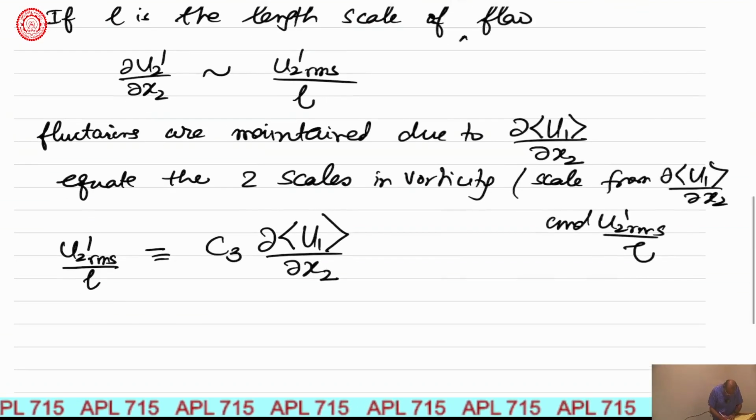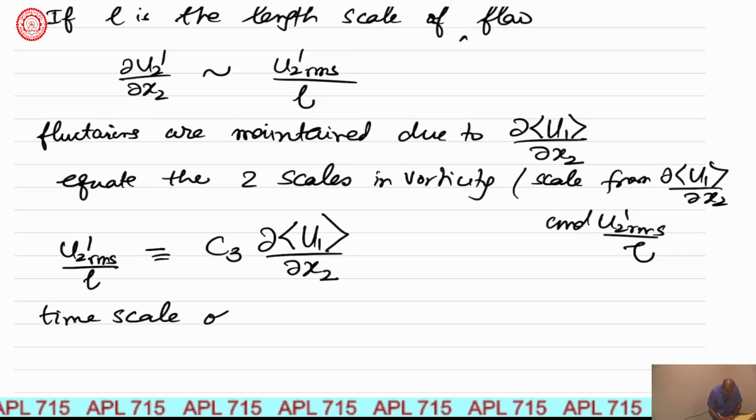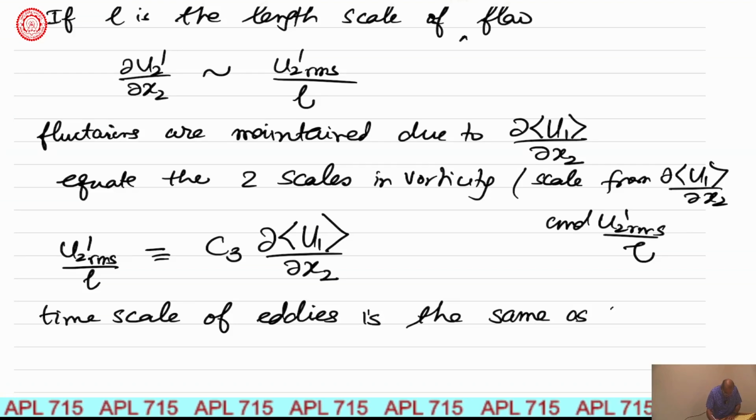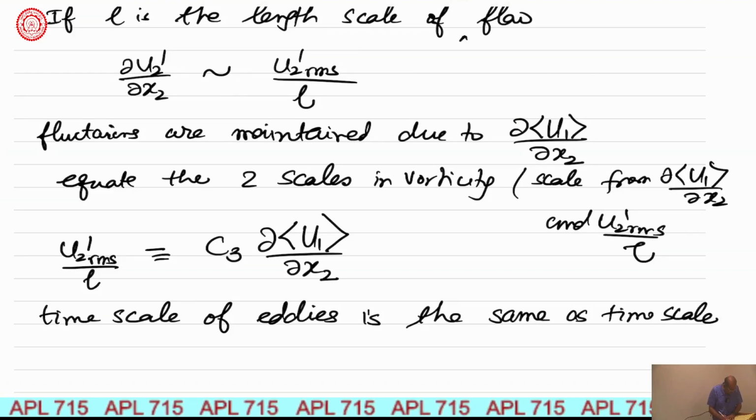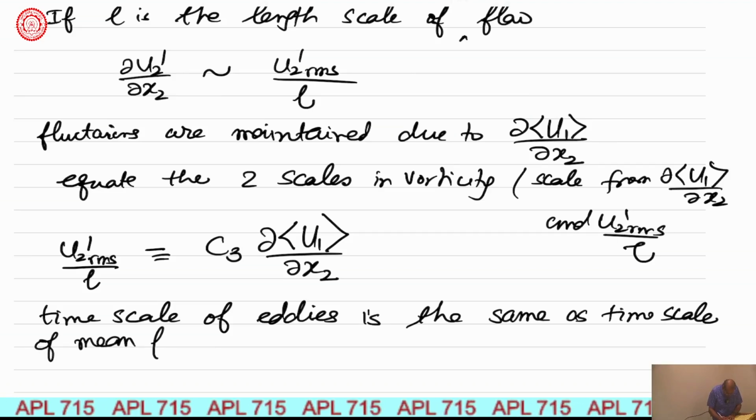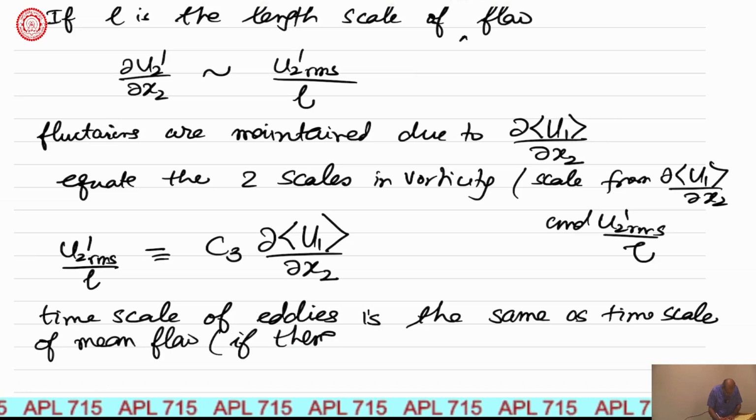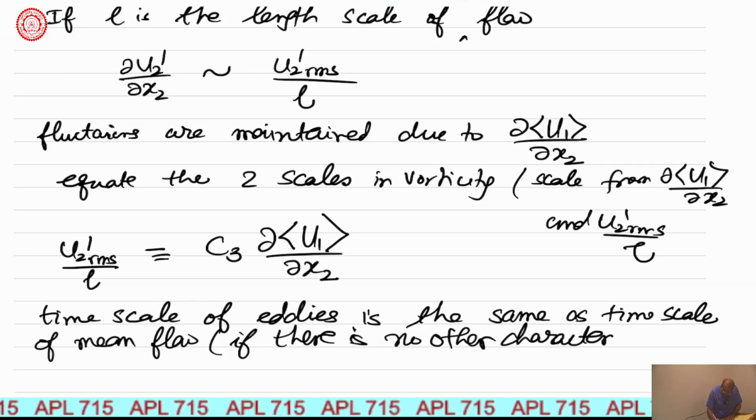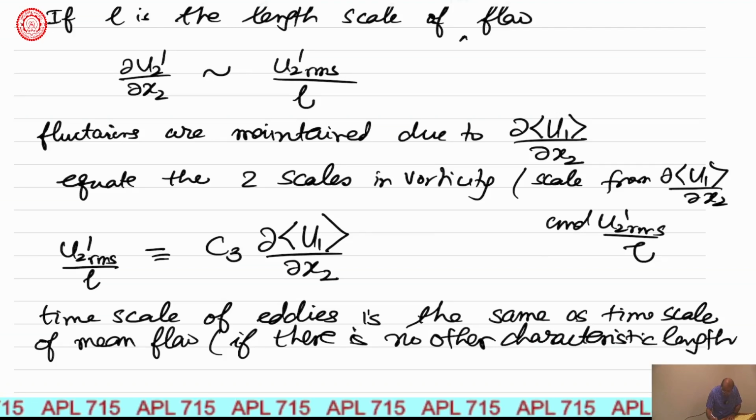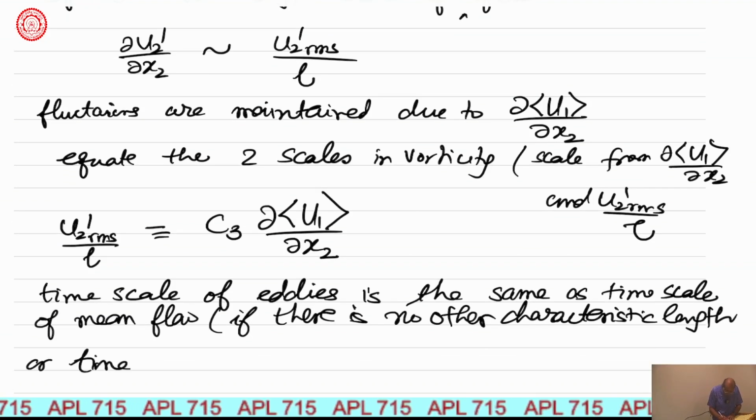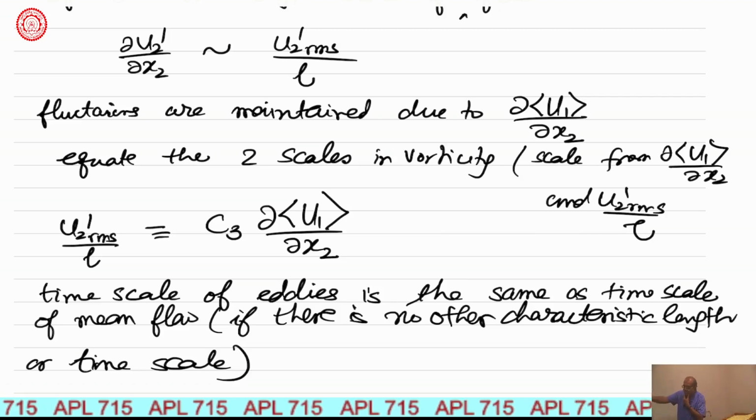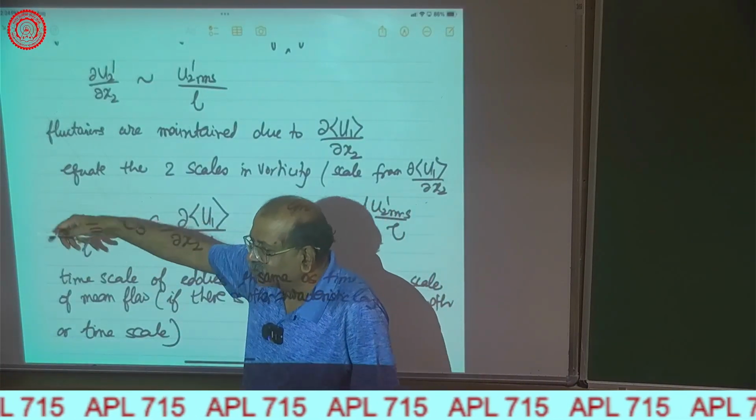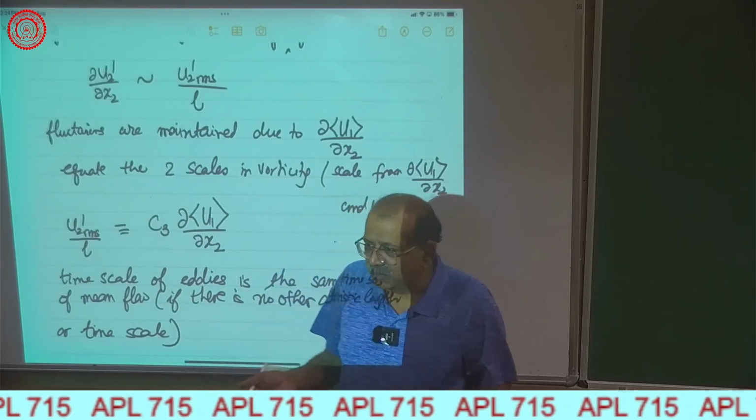And what this implies, and this was the assumption we had made, is that the time scale of the eddies is the same as the time scale of the mean flow, if there is no other characteristic length. C3 is just some constant which is of order 1. I just put it again. You will see, if you read Lumley's chapter, these constants keep on floating, C1, C2, C3, C4, and in the end he makes them all 1, because we are talking of an order of magnitude.